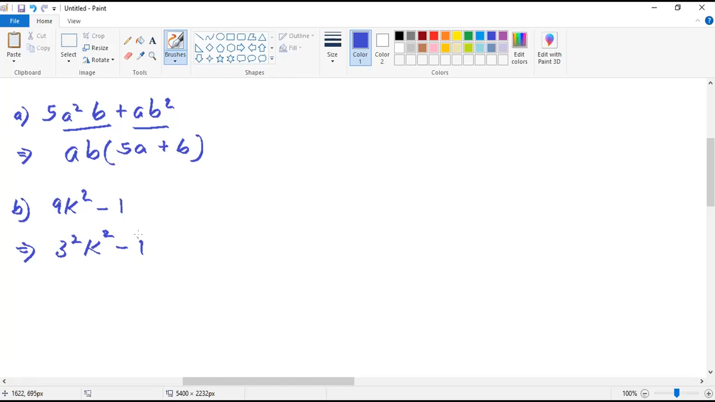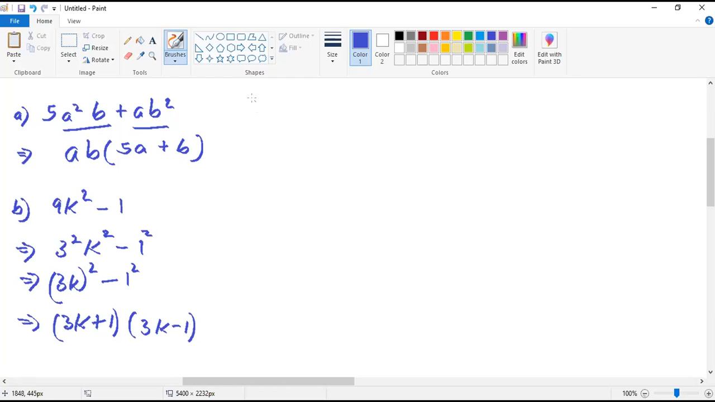So let me just write this out and show the working. All right, so I have 3k squared minus 1 squared. So I have 3k plus 1, 3k minus 1.